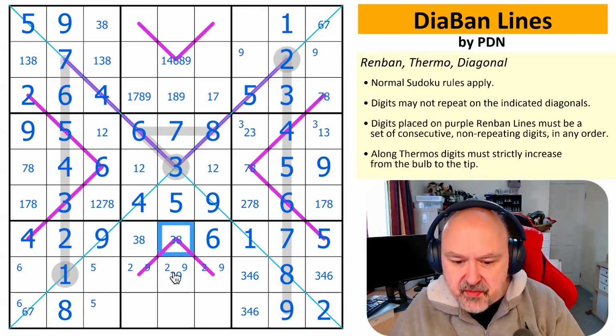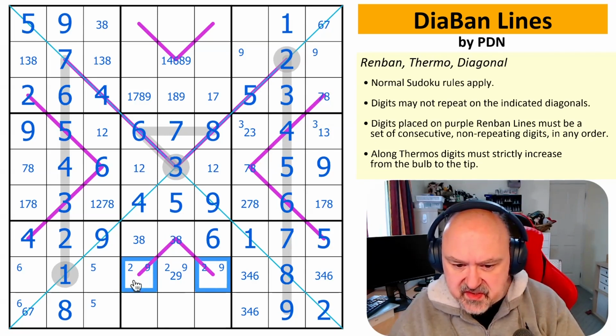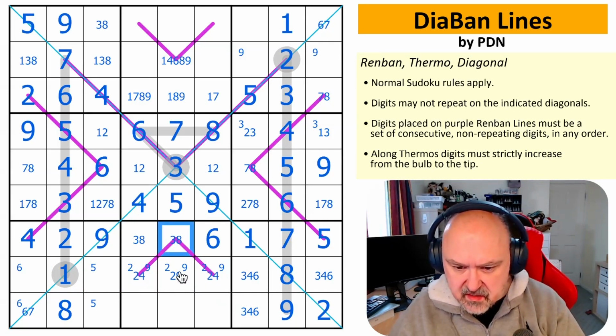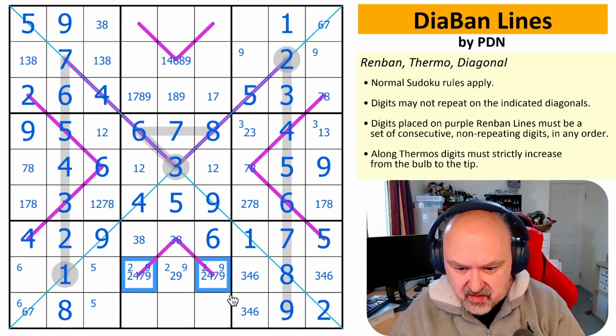So this is either going to be 3-9 or 8-2. If this is 3, it can't be 1, so this is going to be 2, 4. And if it's 8, it can't go down 7, 6, so this will be 7, 9.